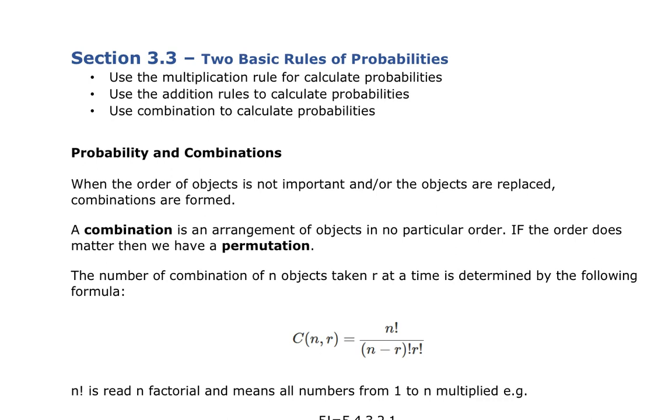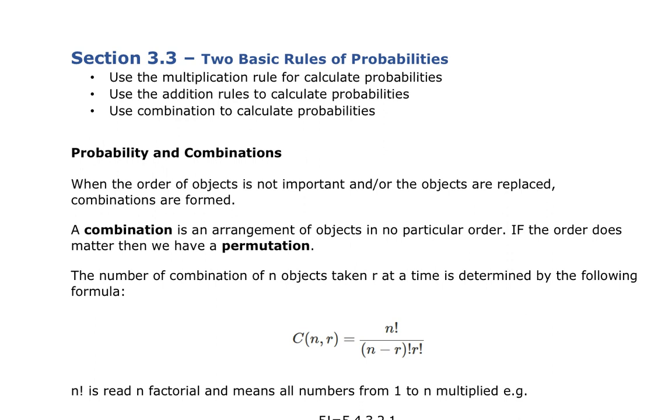In this video, we're going to look at two basic rules of probability. We're going to use a multiplication rule to calculate probabilities. We're going to use the addition rule to calculate probabilities, and we're going to use combinations to calculate probabilities. So we're actually going to start with probability and combination.